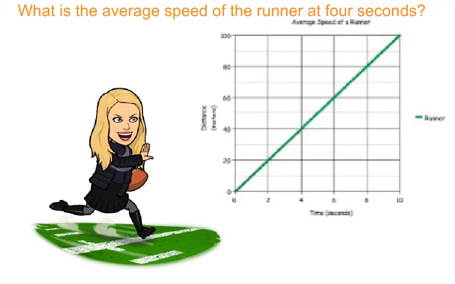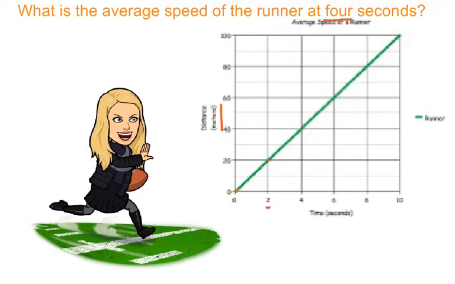So, what's the average speed of a runner at 4 seconds? Well, that means we need to look at our graph and look at 4 seconds. Sorry about some of the blur. So we have at 0 seconds, for example, the distance is 0, the time is 0. And at 2 seconds, we can see that it was 20 meters. These are meters. In 2 seconds.